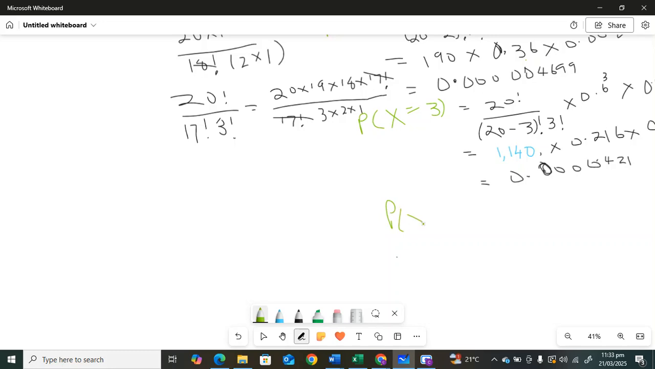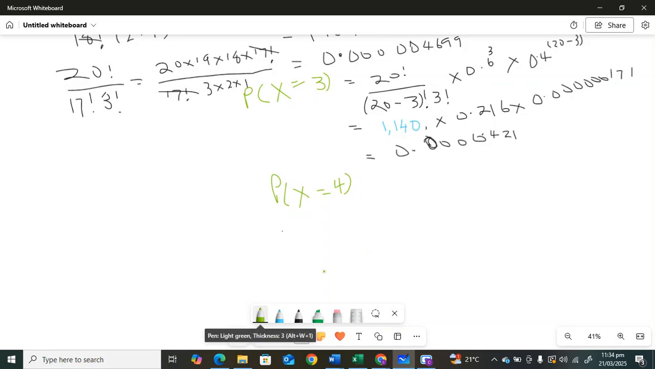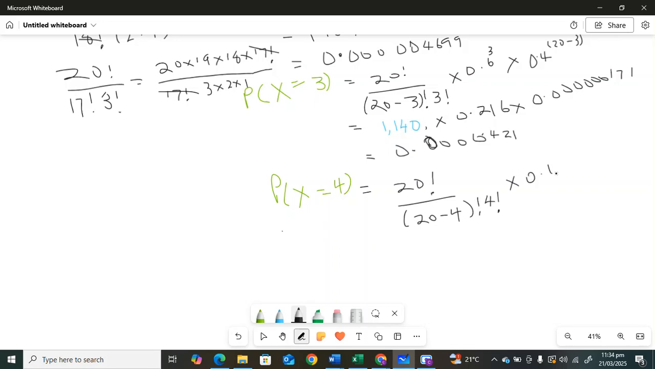So now, probability that 4 students prefer working in the banking industry. 20 factorial divided by 20 minus 4 factorial, 4 factorial, multiplied by 0.6 to the power 4, multiplied by 0.4 to the power 20 minus 4.